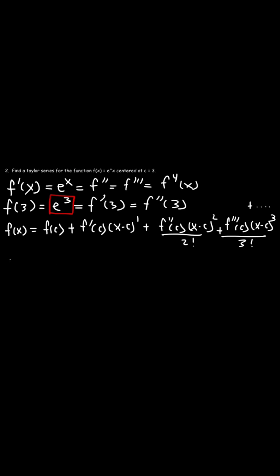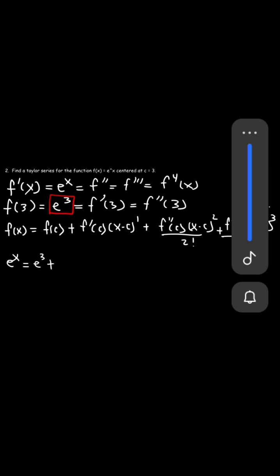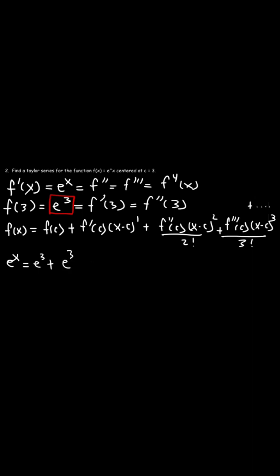So our f of x is e to the x, and f of c, or f of 3, that's e to the third power. F prime of c is going to be the same thing, e to the third power, but times x minus c, where c is 3. And then f double prime of c is also going to be e to the third power, times x minus 3 to the second power over 2 factorial, and then it's going to be e to the 3 times x minus 3 to the third power over 3 factorial.